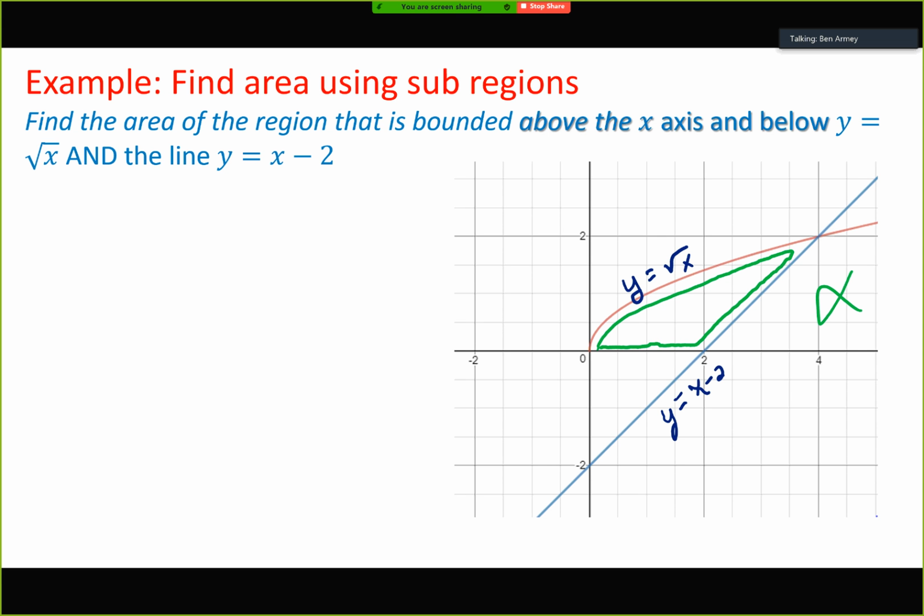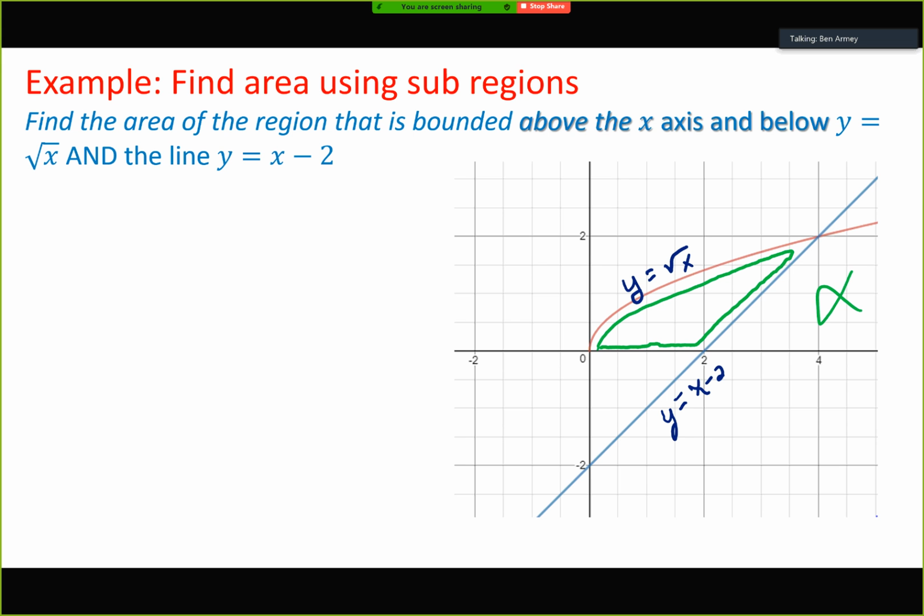So there's at least one question in Math Excel like this, and so treat those as all boundary lines. Don't interpret that as below the line y equals root x and below the line y equals x minus 2. y equals x minus 2 is the third bound. Okay? All right. So it's bounded above the x-axis and below y equals root x and the line y equals x minus 2. So we want to find the area of this region.